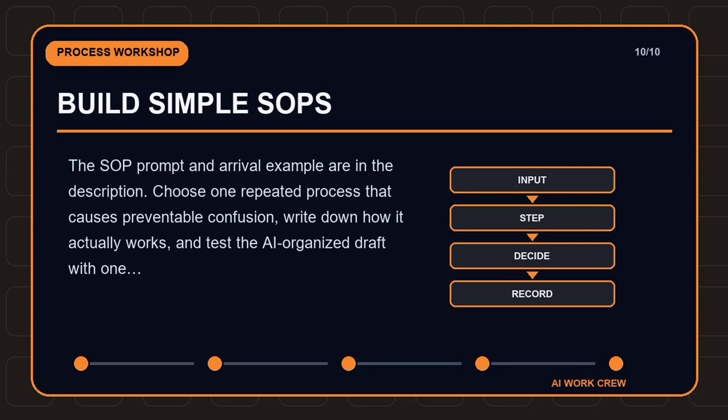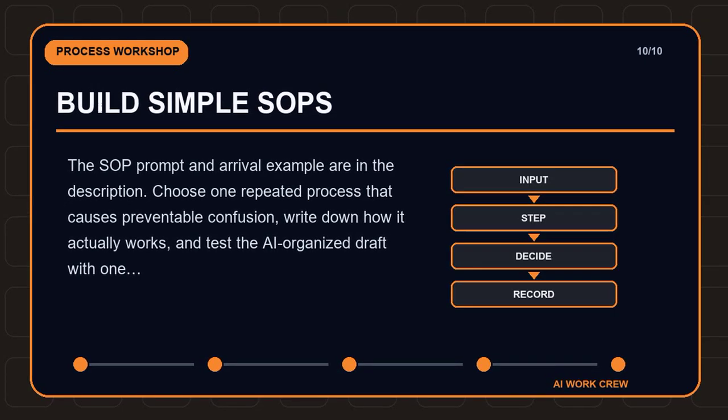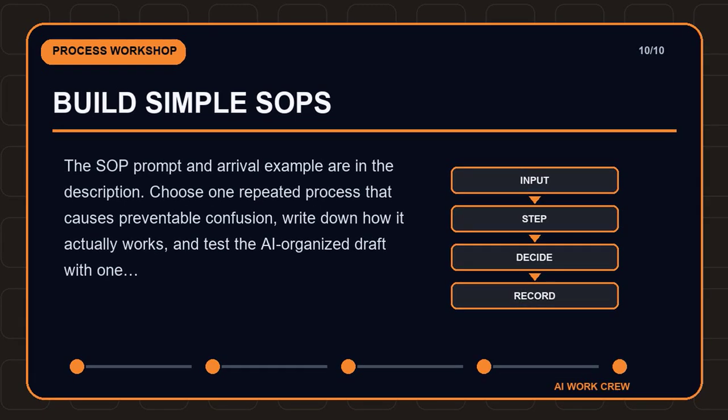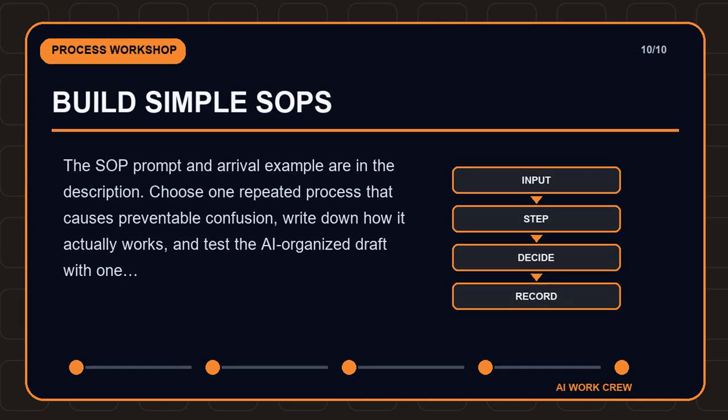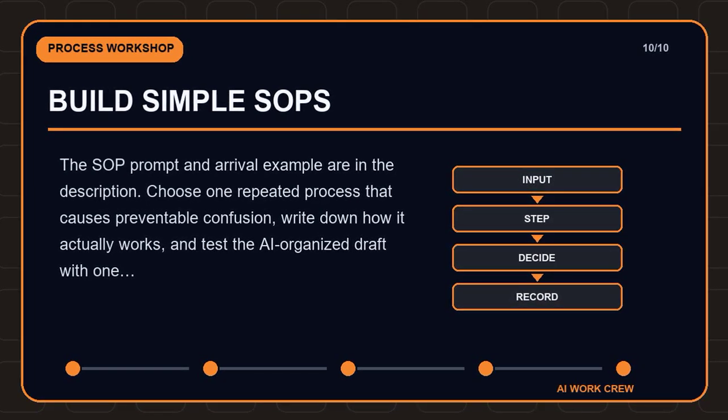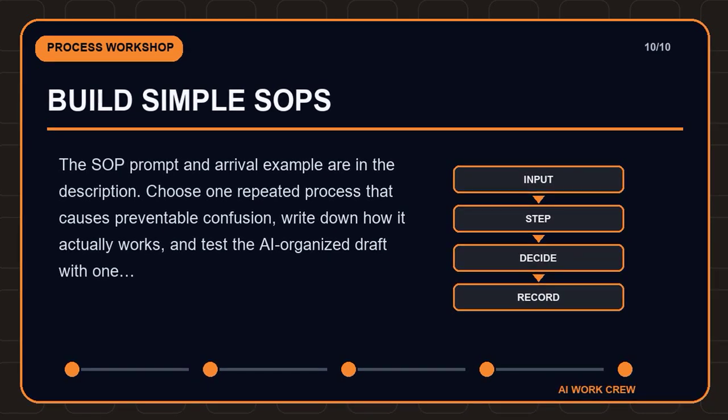The SOP prompt and arrival example are in the description. Choose one repeated process that causes preventable confusion. Write down how it actually works and test the AI-organized draft with one realistic exception. Keep technical and regulated work under qualified guidance.